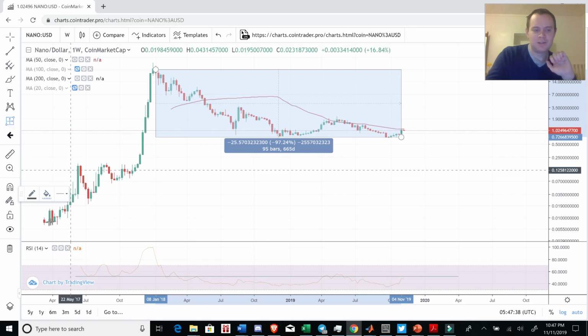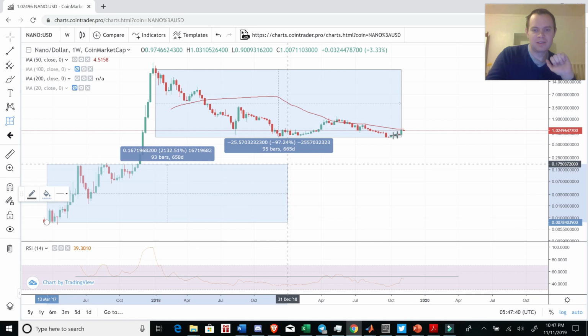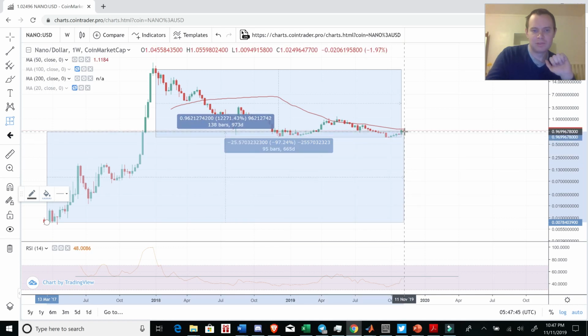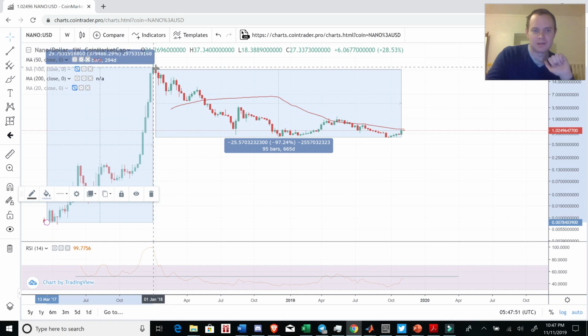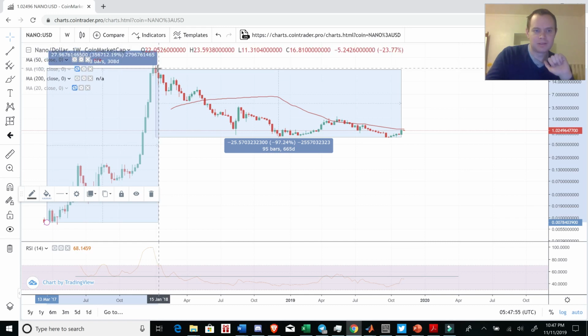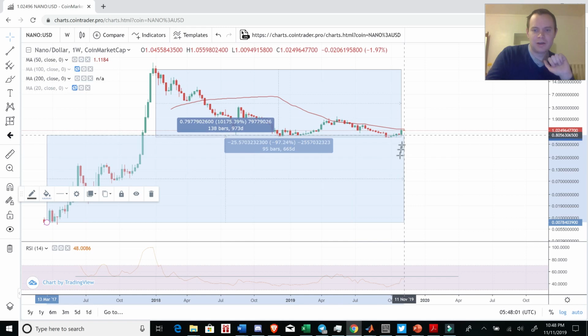If you were to measure it from when it was incepted to where we currently are, it's up 12,271%. At the peak, at the very top of the wick, well, let's just go here because I don't really like to measure wicks, it was up 356,000%. You know, it all depends on your reference.